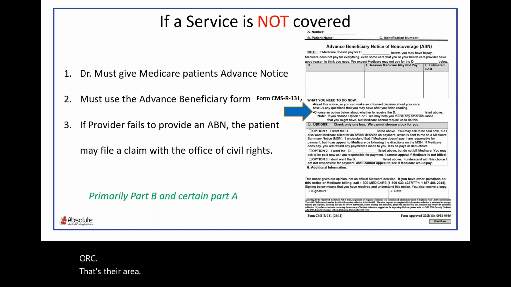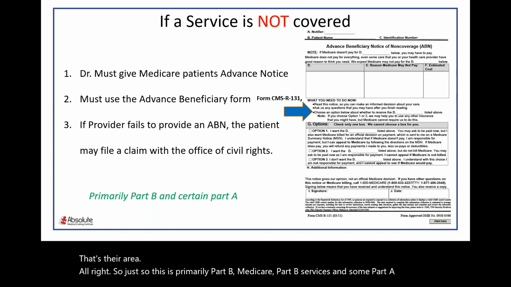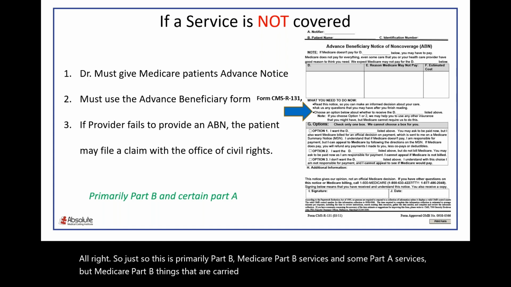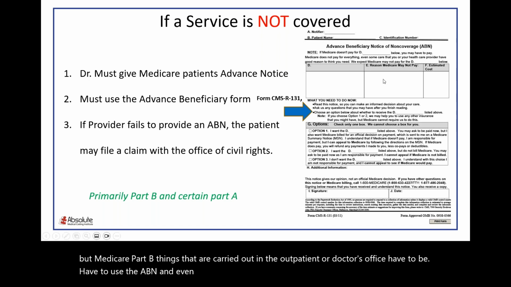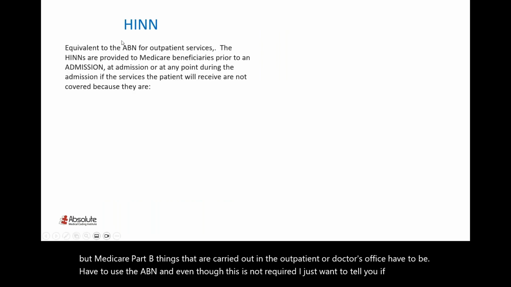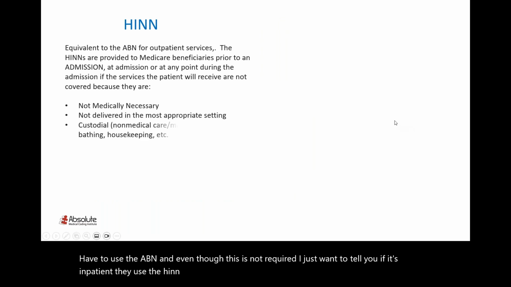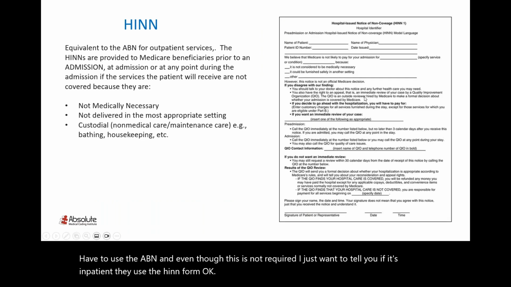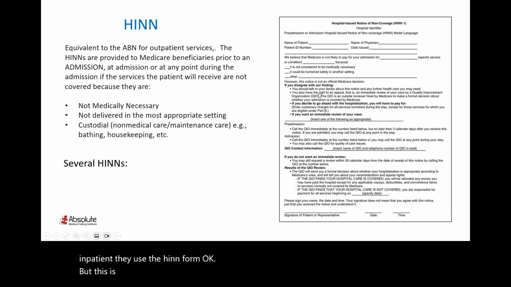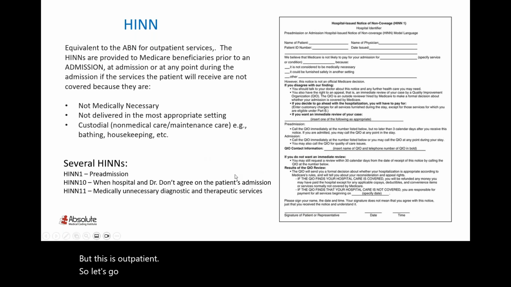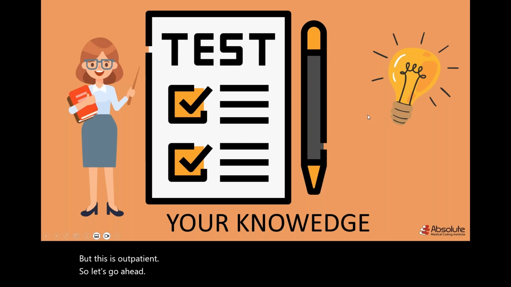So just so you know, this is primarily Medicare Part B services, and some Part A services. Medicare Part B, things that are carried out in the outpatient or doctor's office, have to use the ABN. And even though this is not required, I just want to tell you, if it's inpatient, they use the HINN form. Okay? But this is outpatient. So let's go ahead and test your knowledge about the advanced beneficiary notice.